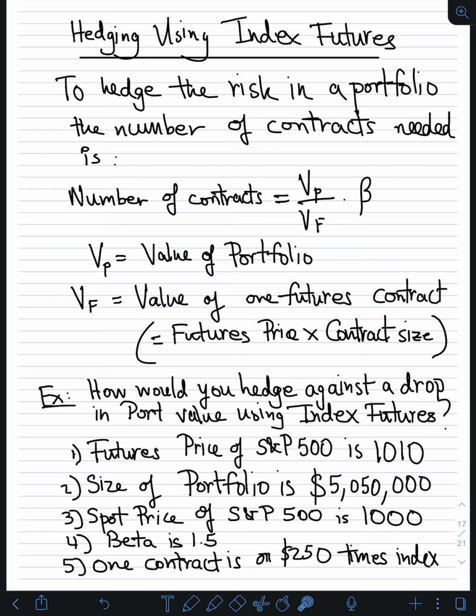We have these 5 givens, and now we're going to try and find, first of all, how many contracts we're going to need to hedge the portfolio and what the portfolio value is going to be. So our goal, if we're really trying to hedge all the risk away of the portfolio, is to get to a beta of 0. No matter what happens to the market, we want our portfolio value to stay about the same.